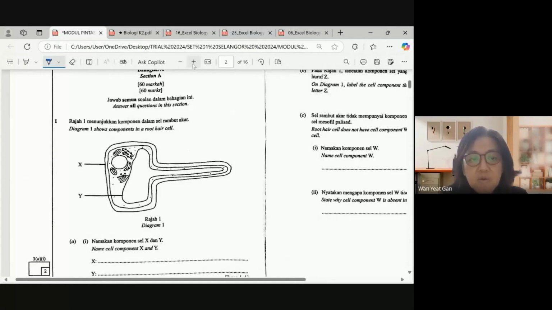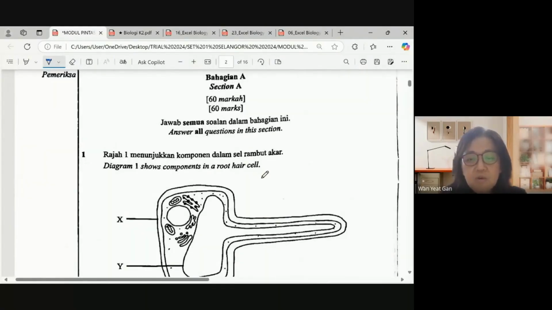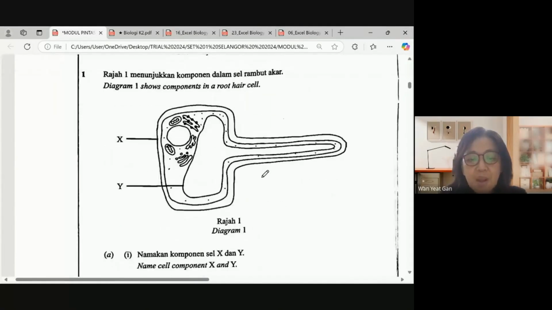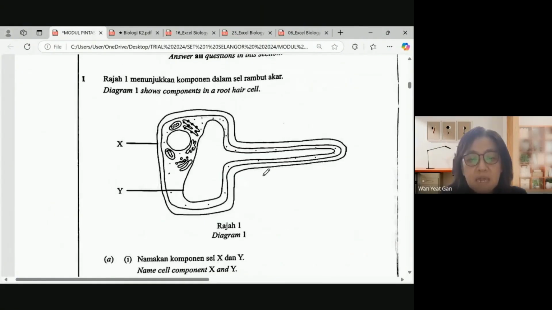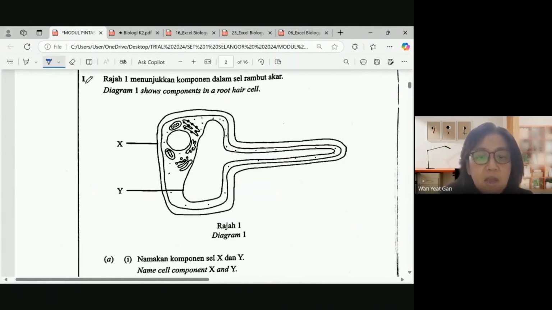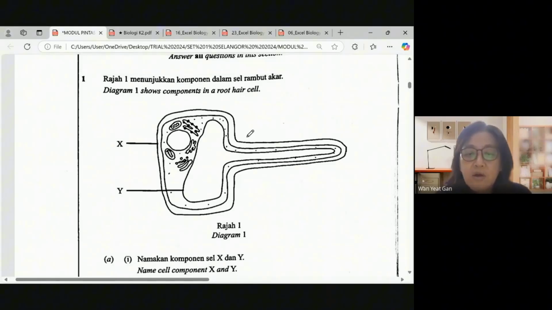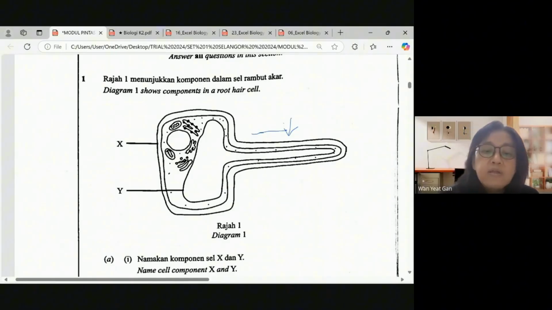Diagram 1 shows the component in a root hair cell. Name cell component X and Y. So this is a root hair cell. A root hair cell has undergone differentiation to form a long projection. This is the long projection. Otherwise, it's like any other normal cell.